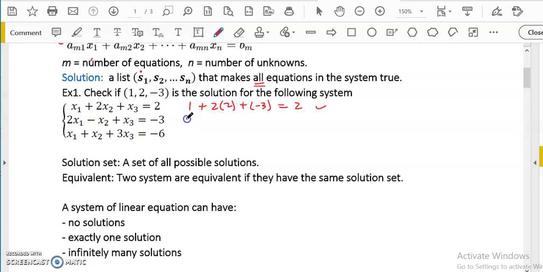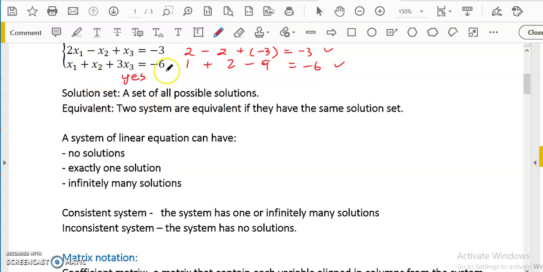Then you do the second one, 2 minus 2 plus -3, and that is -3, which is also okay. The third is 1 plus 2 minus 3 times -3, which is -9. So it's 3 minus 9, which is -6, and that's also true. So yes, this is a solution to the system.